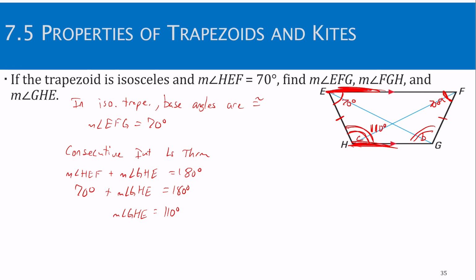And again, the base angles are congruent. So that means the measure of angle FGH is also 110.